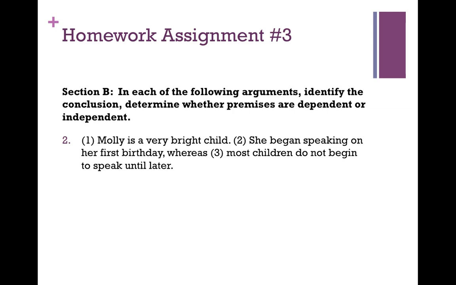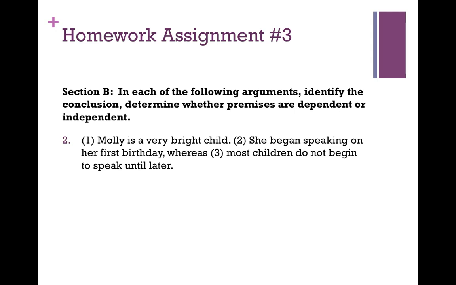I don't know. Personally, I don't know much about children. I don't know when they begin to speak. I had a friend who said his kid was speaking the day they brought her home from the hospital. I think that was just wishful thinking on his part, but I know nothing about babies. So if you said Molly began speaking on her first birthday, therefore she's a bright child, I'm going to wonder, well, shouldn't she have begun speaking sooner? I don't know. So also you can look at it from, would 3 by itself offer any evidence of 1?